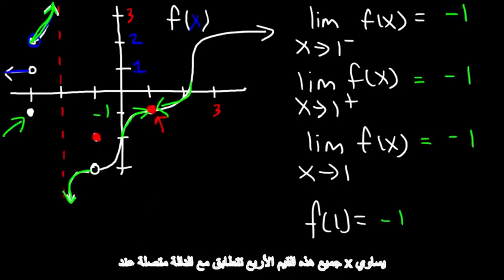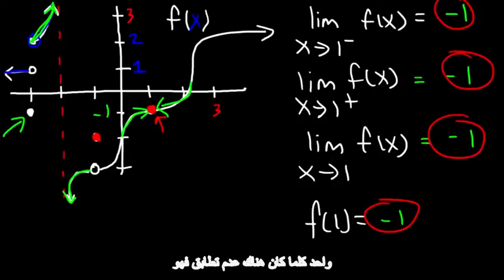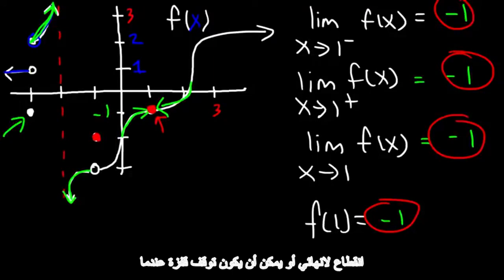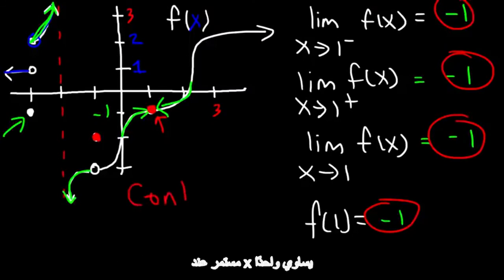Now, whenever all four of these values match up, the function is continuous at x equals 1. Whenever there's a mismatch, it's discontinuous. Either it could be a hole, it could be an infinite discontinuity, or it could be a jump discontinuity. But when all four of these values match, then we can say that the function is continuous at x equals 1.